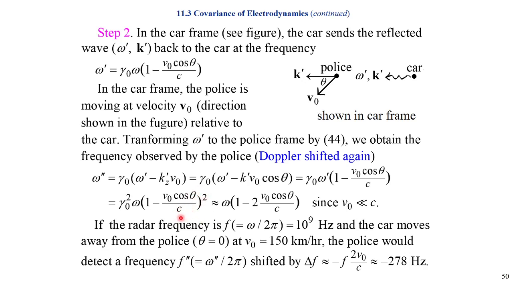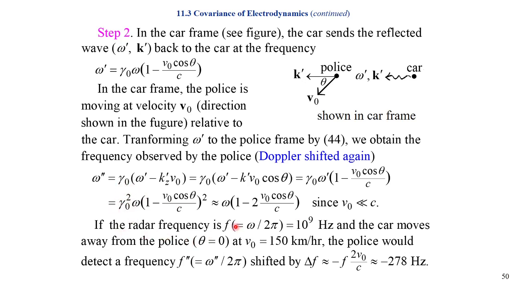Eventually we have gamma 0 squared omega times (1 minus v0 cosine theta over c) squared. Compared with the speed of light, the car moves very slowly, so this term is very small, for any moving object on Earth. Therefore, omega can be approximated as omega times (1 minus 2 v0 cosine theta over c). Gamma 0 is very close to 1.